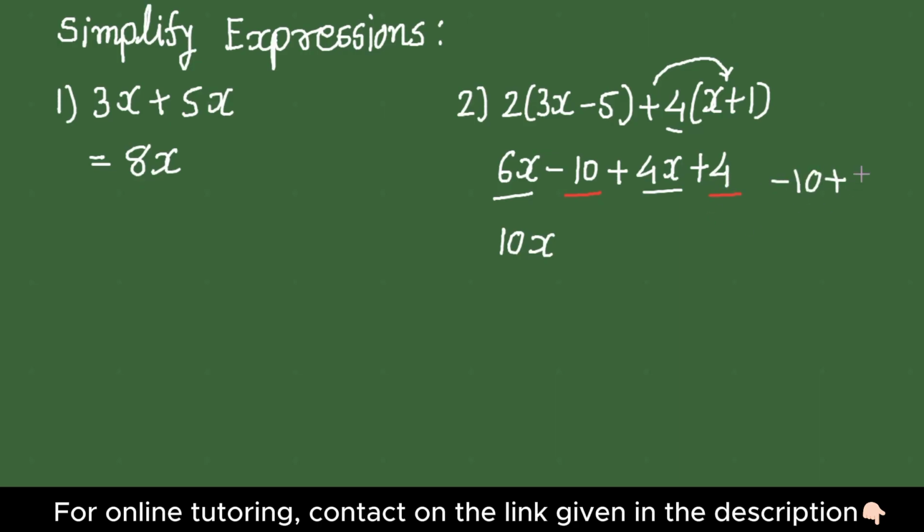Minus 10 plus 4. So we have different signs. So whenever we have different signs, we will perform the subtraction. So 10 minus 4 is 6, but the bigger number is 10 and the bigger number has a minus sign in front of it. So minus 6. So we will write here minus 6. So our simplified expression is 10x minus 6.